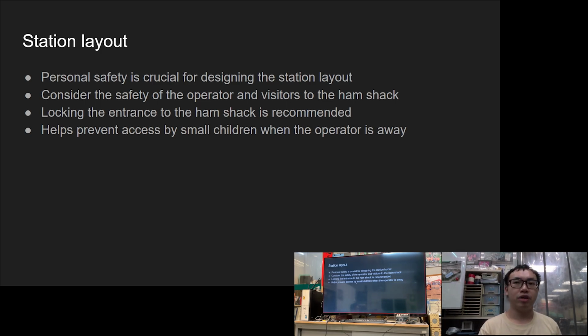Children is a problem, right? Sometimes we have some scouts visiting us, visiting camp. So make sure if the children come and they are playing around, they can't go to the radio room directly. Okay, to make sure of that.